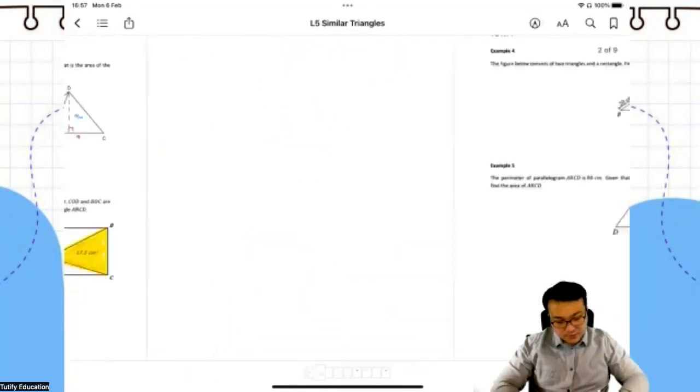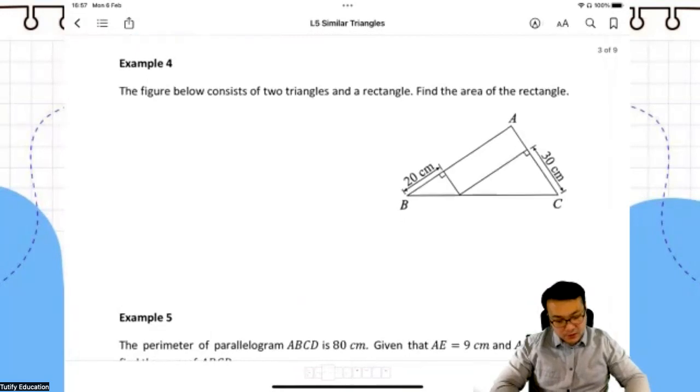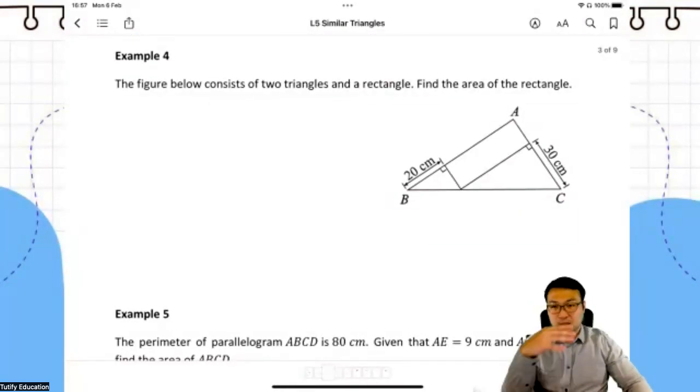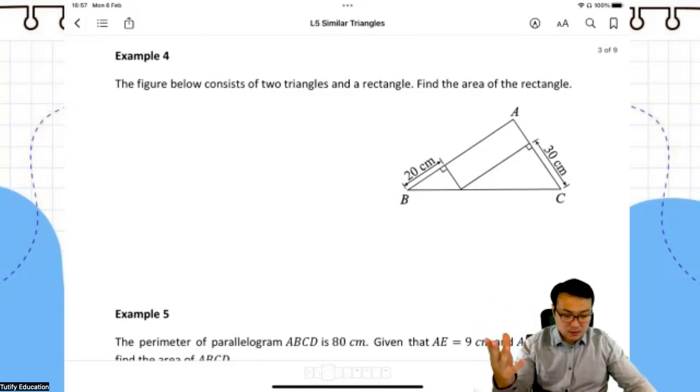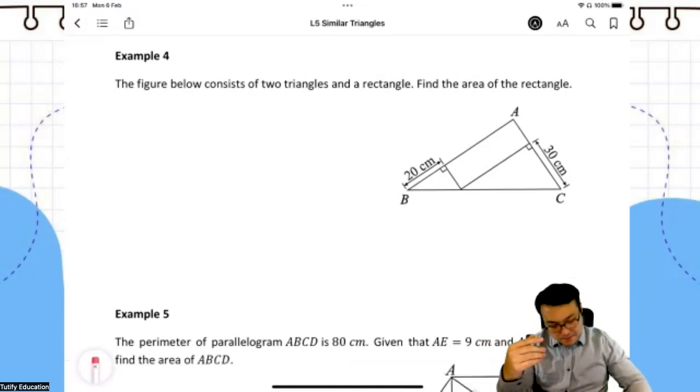Okay, moving on. Example 4, everyone. Here we have 2 triangles and a rectangle, and that's all they are telling us. They just gave us 20 cm and 30 cm. They did not tell us what the height is. Okay, we already know that.